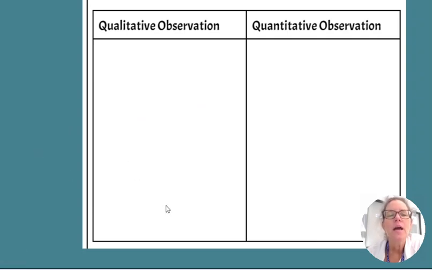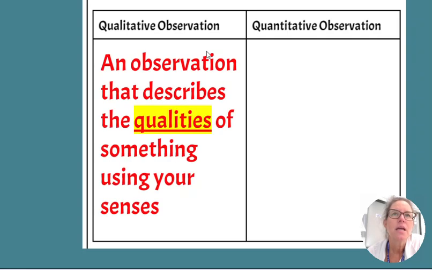All right, so after you watch that video, hopefully you've paused this one so you could watch that video, you're going to look and make a definition for qualitative observations. So qualitative, again, it's like the word qualities. And so it's an observation that describes the qualities of something using your senses. So I could say it looks green, or it feels soft, or it is tall.